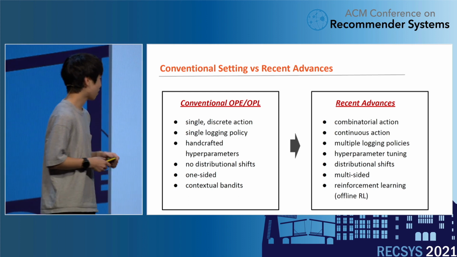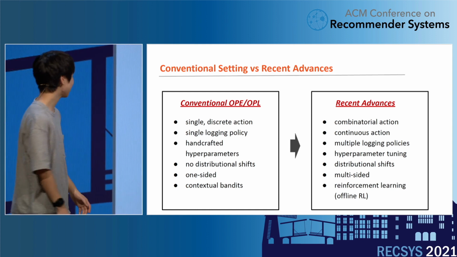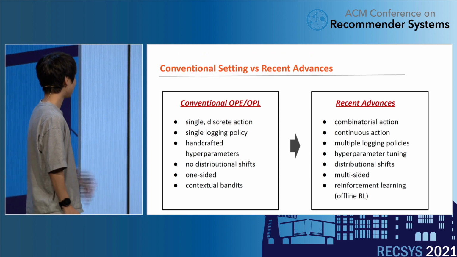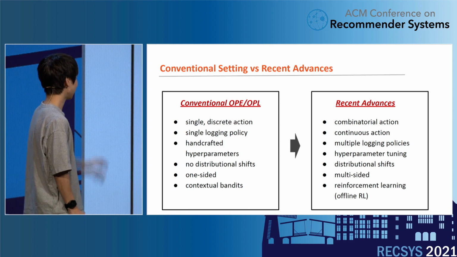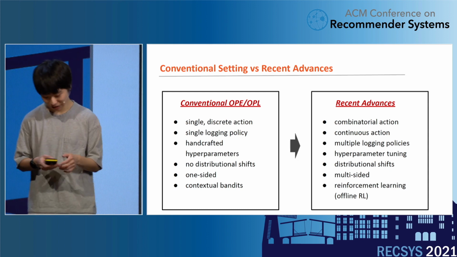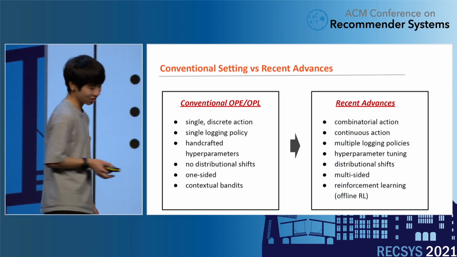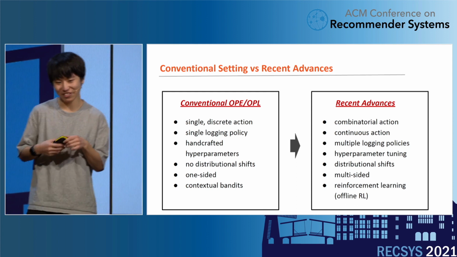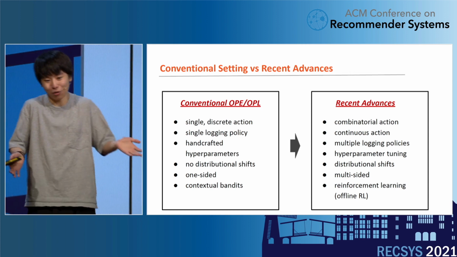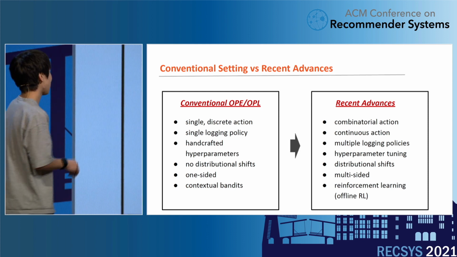we have to handcraft hyperparameters when we don't use a hyperparameter tuning method. There's no distributional shift, and always a one-sided utility. And we always think about the simple contextual bandit setting, but there are lots of recent great advances. For example, I talked about the combinatorial action. It is still an ongoing problem. It's very challenging to apply offline evaluation to a combinatorial action setting. Of course, we all want to do that, but there are huge research possibilities, I think.